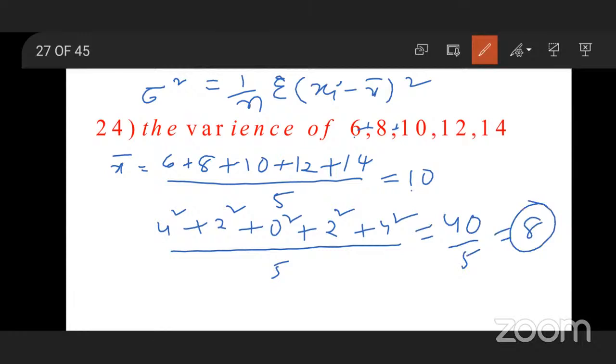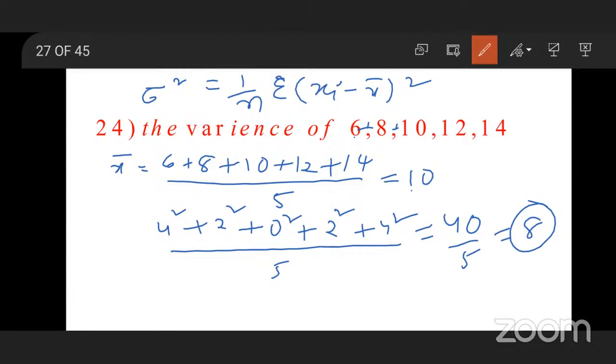What is the variance formula? 1 by n into sigma xi minus x bar whole square. How to find the x bar value? X bar means arithmetic mean, sum of observations by number of observations. What is the number of observations here? The number of observations is 5 only. The sum is 50. 50 by 5 is equal to 10.